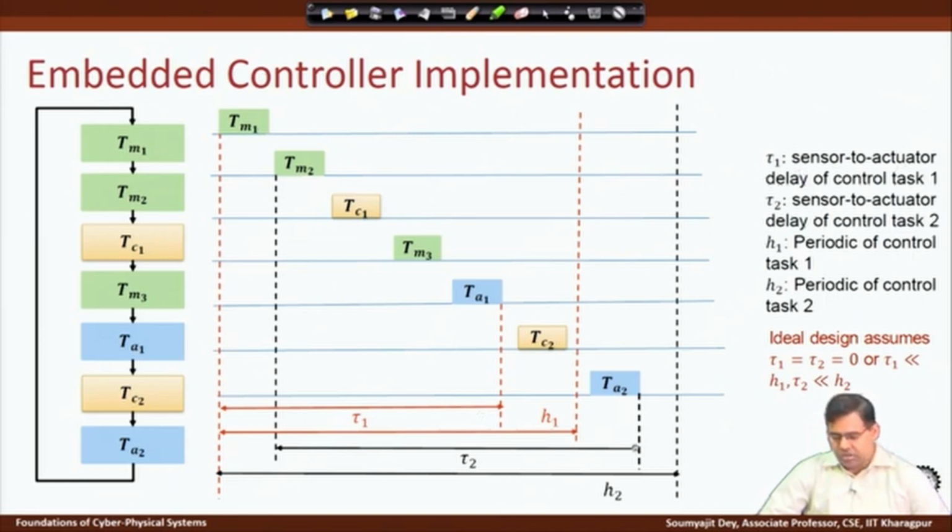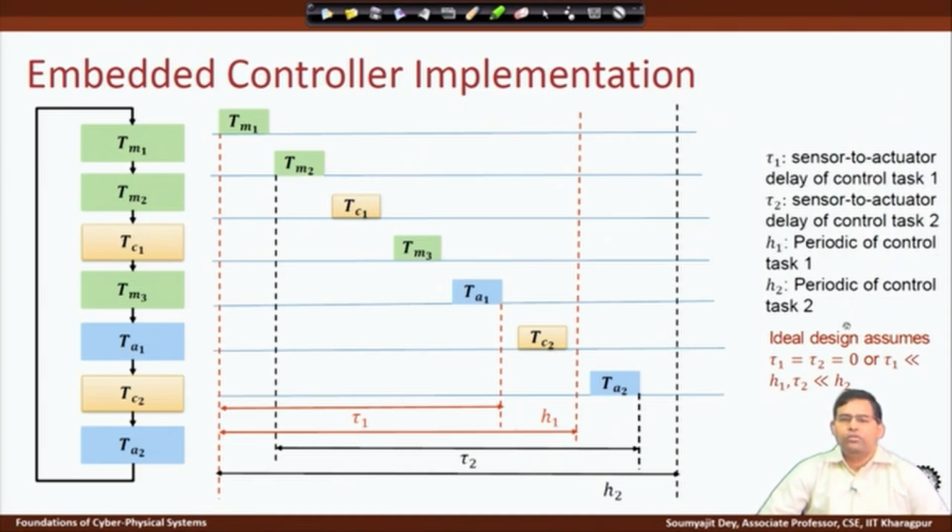Similarly, tau 2 is the sensor to actuator delay of control task 2, and here you have the period of some control task. So, you have this as the period for task 2, and similarly you have this as the period of task 1. That means after another amount of H1, task 1 must repeat like that.